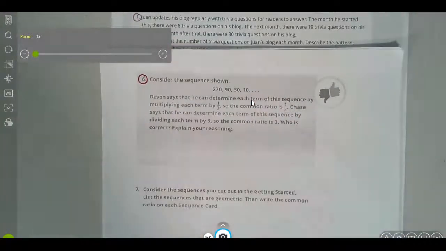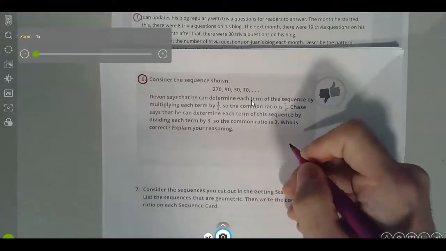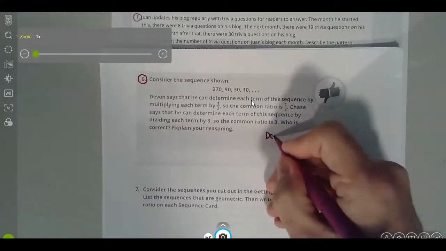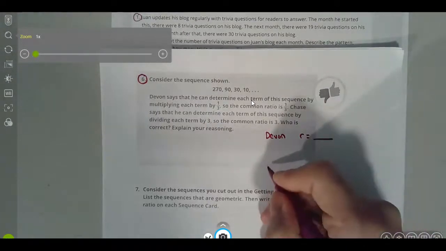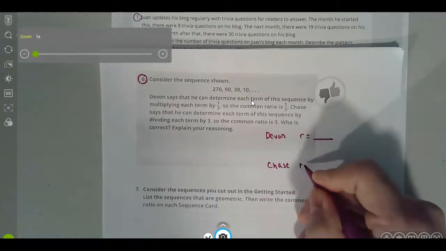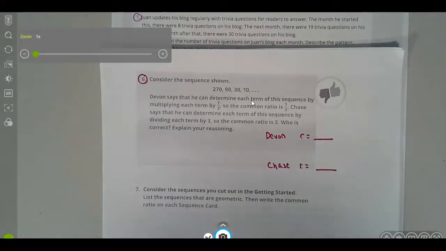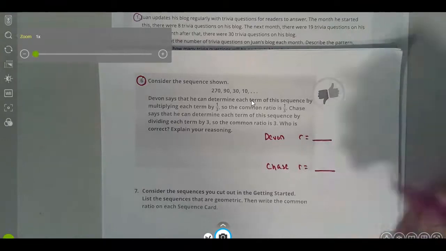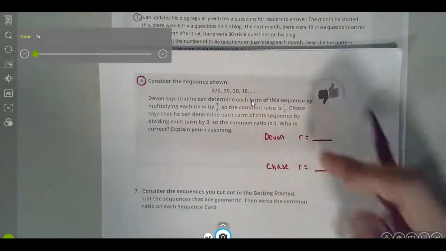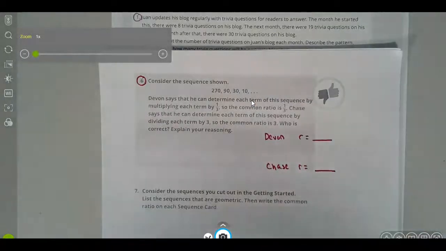I want you guys to try to think about this one. What is going on? What is Devin saying about the common ratio? And what is Chase saying about the common ratio? What are they saying? Write down what those values are. And after you are done writing those values, try to figure out, based off what Devin says or what Chase says, see what their sequence is and see which one aligns with this. And I want to talk to you more about this tomorrow, just to see what you determine.